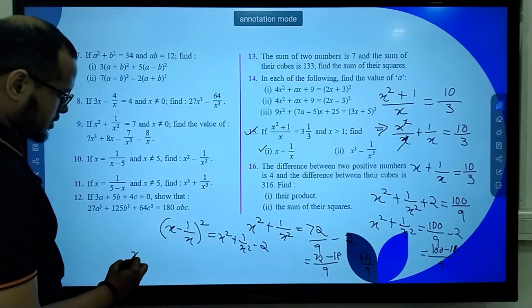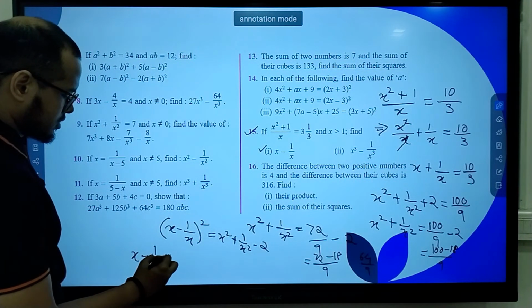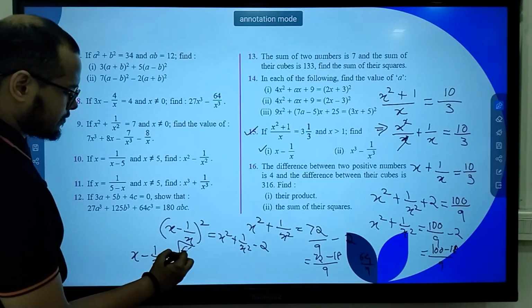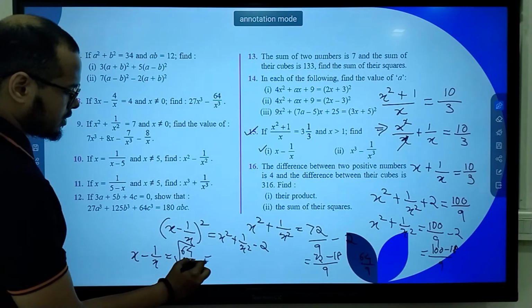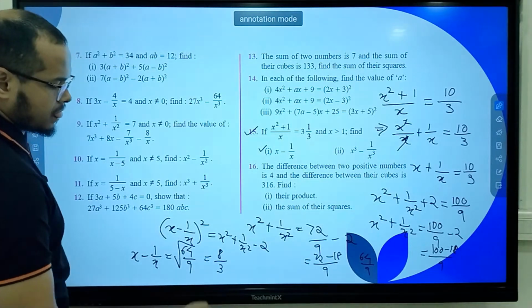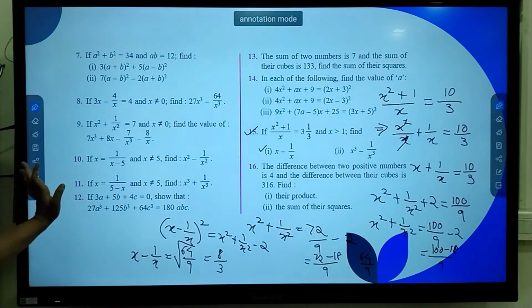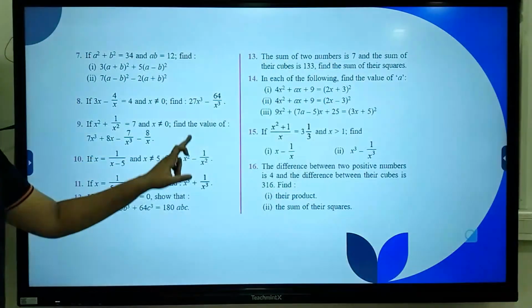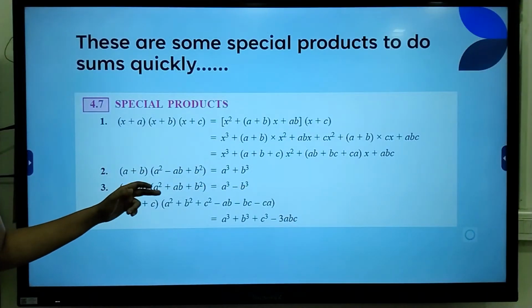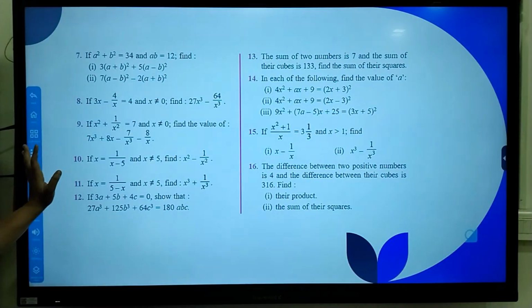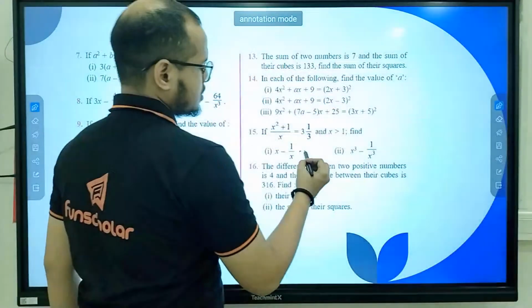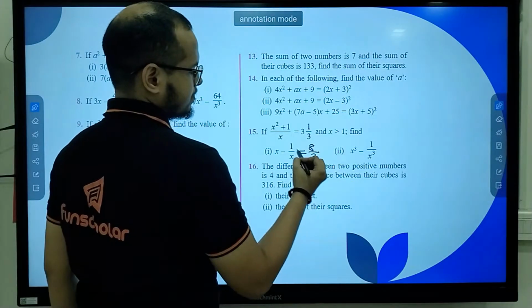So x - 1/x will be root over 64 by 9. That will give us 8 by 3. Okay, so we have found x - 1/x is equal to 8 by 3. Let us rub this particular portion. This particular portion we have found out the first answer. So this is 8 by 3.